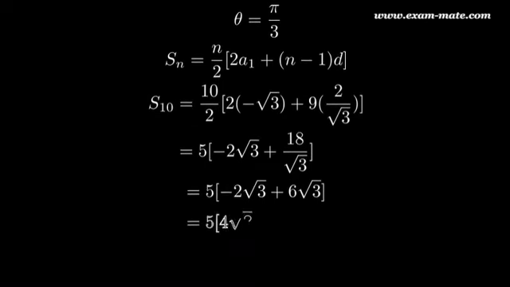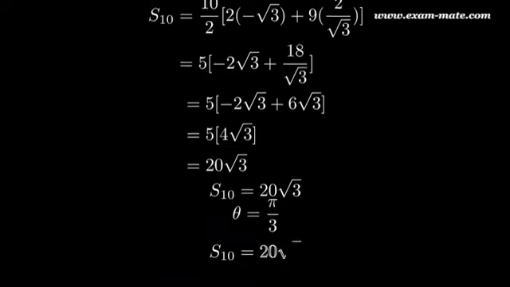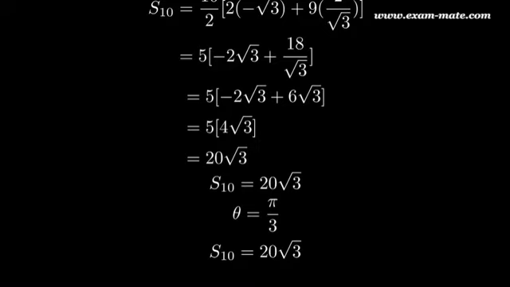5 times negative 2 root 3 plus 18 over root 3 equals 5 times 4 root 3, which gives us our final answer, 20 root 3. And there we have it. We found that theta equals pi over 3, and the sum of the first 10 terms equals 20 root 3.